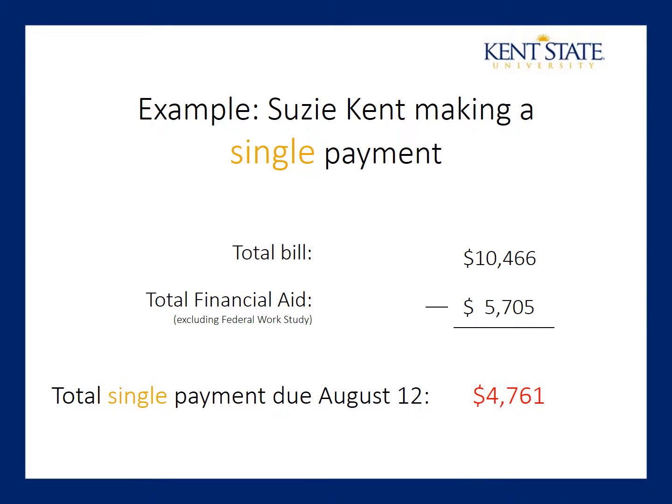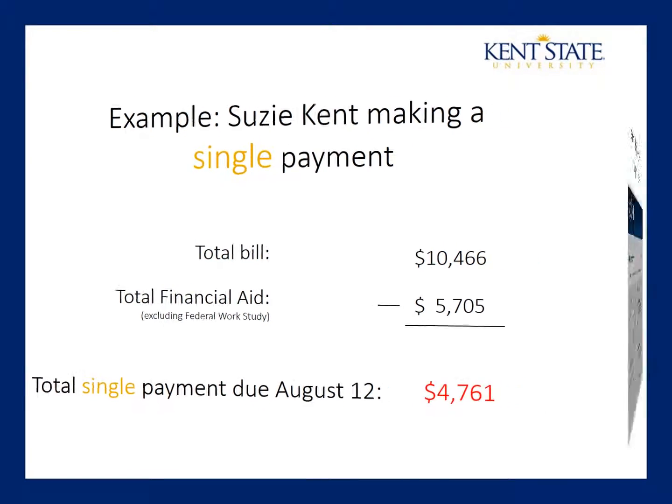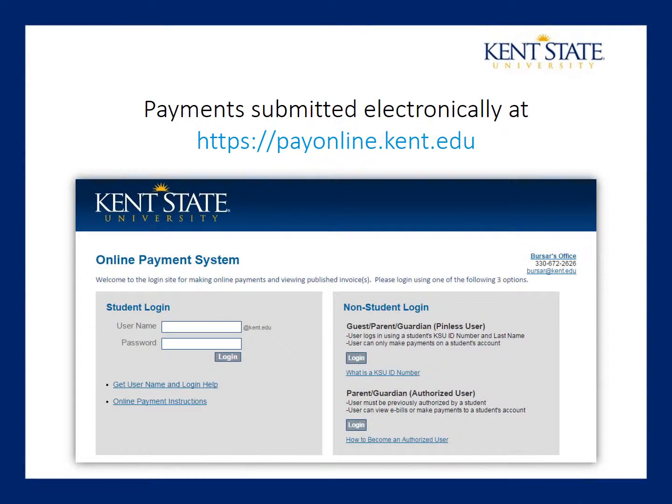Now that we know Suzie's direct charges from Kent State and her available financial aid, subtract the financial aid from the total bill. This leaves a balance due of $4,761. With the single payment option, a single payment of $4,761 is paid to the Bursar's office on or before the due date in August. When making a single payment, it can be submitted online at payonline.kent.edu. There is no need to visit or call the Bursar's office.